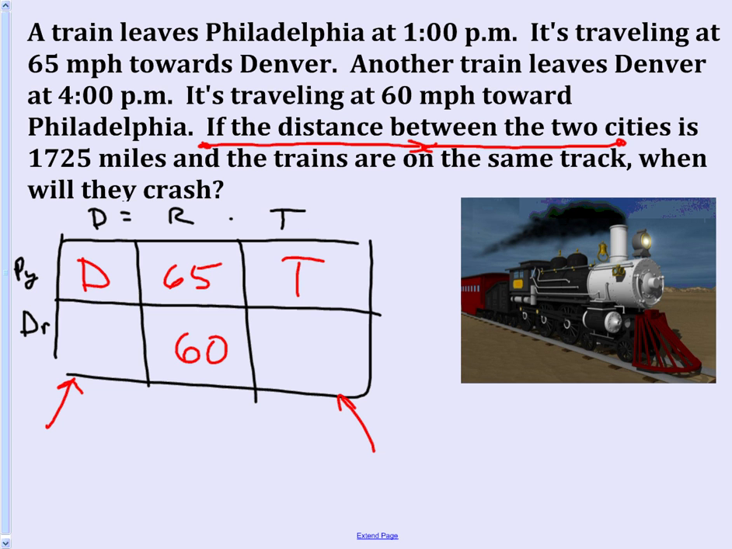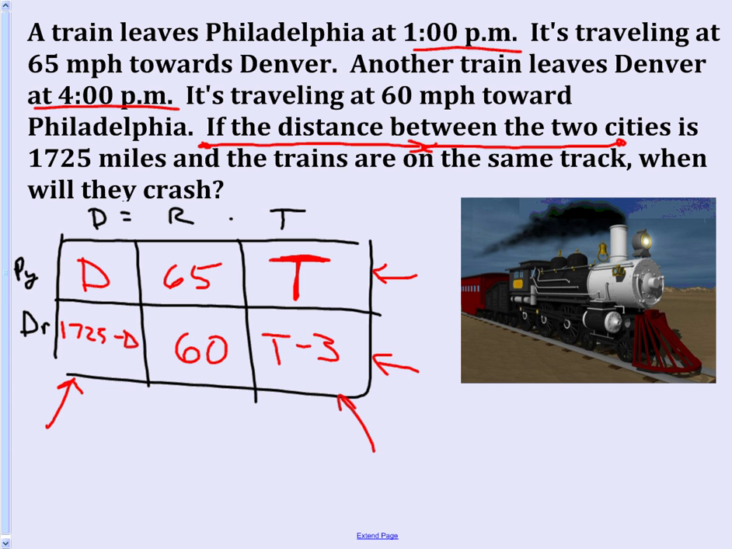Talk me through what you did for the Denver train when it comes to distance. Yes. Yep, because the Philly train plus the Denver train has to equal 1725. Good.